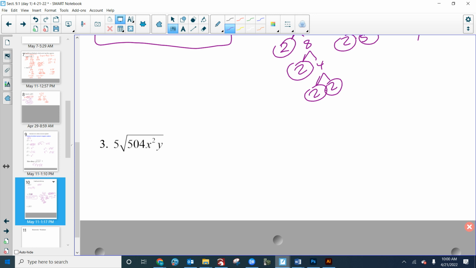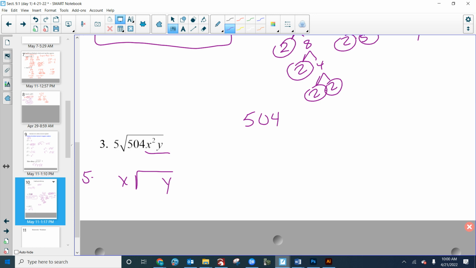Guys, let's take care of our variables. What comes out of x squared? Can I do anything with the y? Okay, so this will be my answer right here. X comes out, y stays under. Okay, I know I'm going to have 5 times something, so I'm going to bring that down. So now we've got to work with 504.